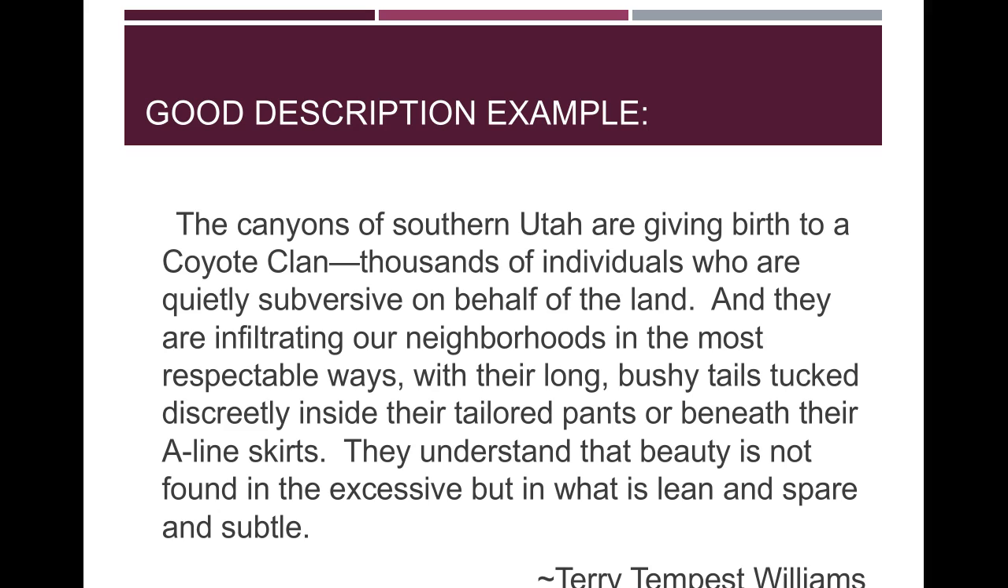We have an example here by Terry Tempest Williams. The canyons of southern Utah are giving birth to a coyote clan, thousands of individuals who are quietly subversive on behalf of the land. And they are infiltrating our neighborhoods in the most respectable ways, with their long, bushy tails tucked discreetly inside their tailored pants or beneath their A-line skirts. They understand that beauty is not found in the excessive, but in what is lean and spare and subtle.